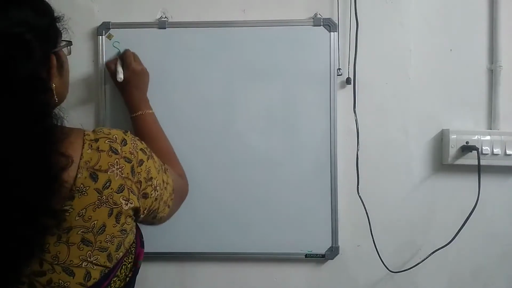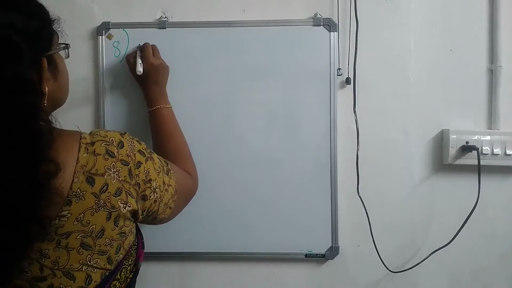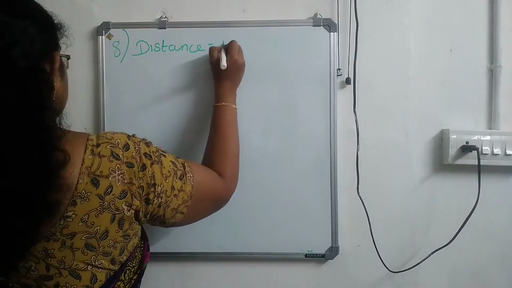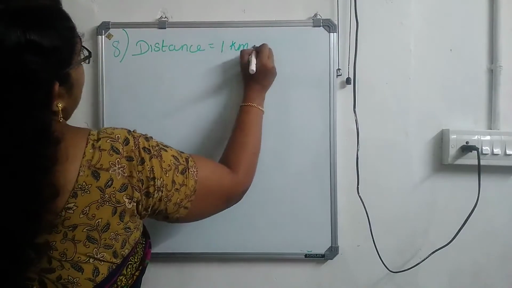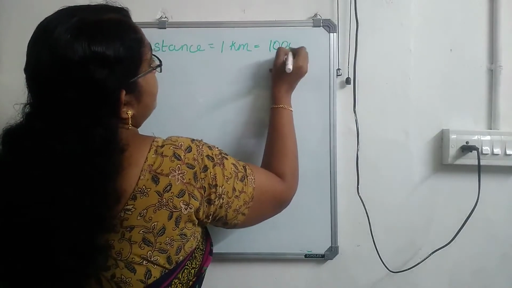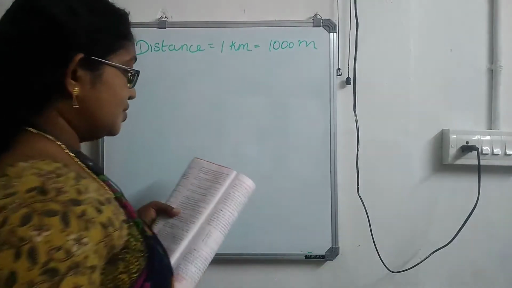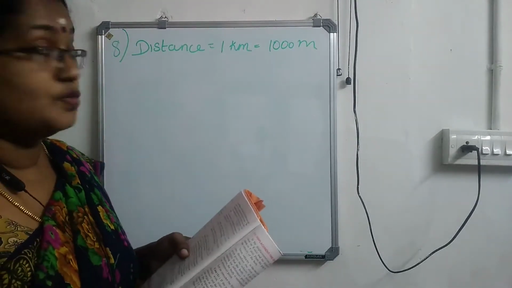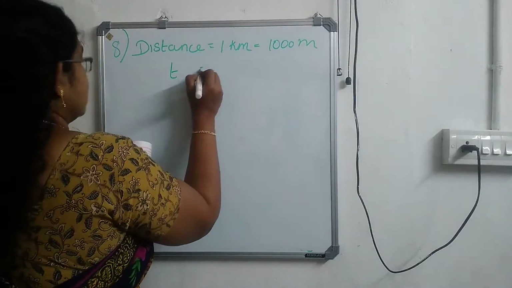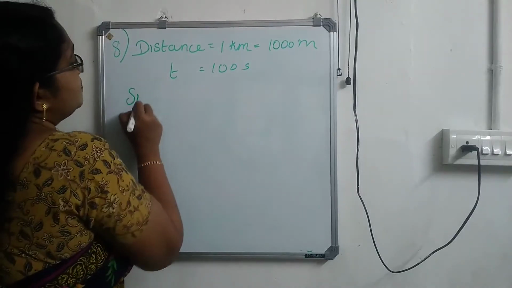So what about the distance given here? Distance is equal to 1 kilometer. We need it in meter. So 1 kilometer is equal to 1000 meter. And the direction is given as due east. It is moving towards east. Now, time is given as 100 seconds.